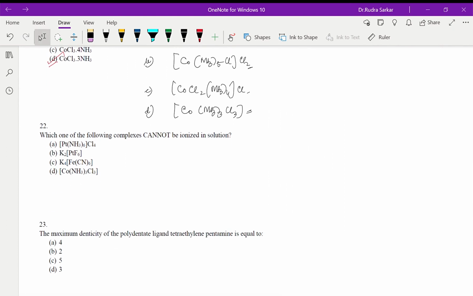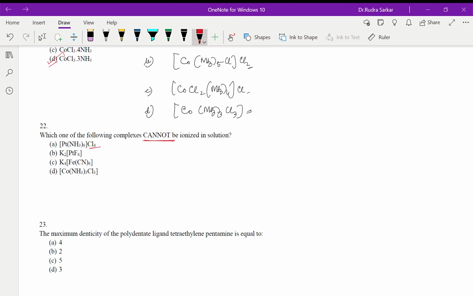Which of the following complexes cannot ionize? It cannot ionize, that means there are no ions in the ionization sphere. Complex A is having 4 Cl in the ionization sphere, so obviously it will give ions in solution.